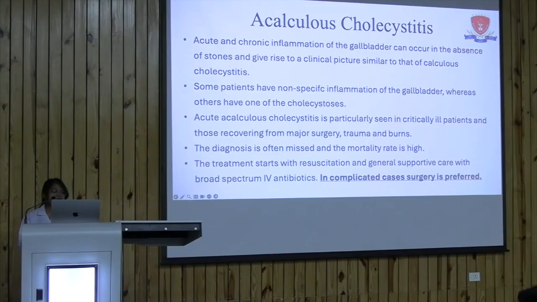Acalculous cholecystitis. Acute and chronic inflammation of the gallbladder can occur in the absence of stones and give rise to a clinical picture similar to that of calculous cholecystitis. Some patients have non-specific inflammation of the gallbladder, whereas others have one of the cholecystoses. Acute acalculous cholecystitis is particularly seen in critically ill patients and those recovering from major surgery, trauma, and burns. The diagnosis is often missed and the mortality rate is high. The treatment starts with resuscitation and general supportive care with broad spectrum intravenous antibiotics. In complicated cases, surgery is preferred.